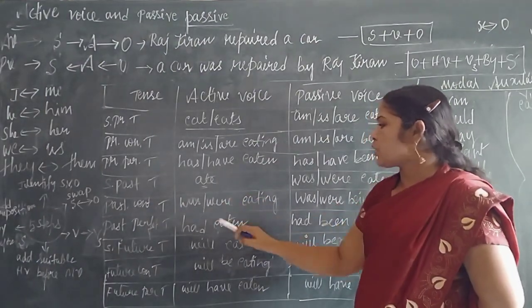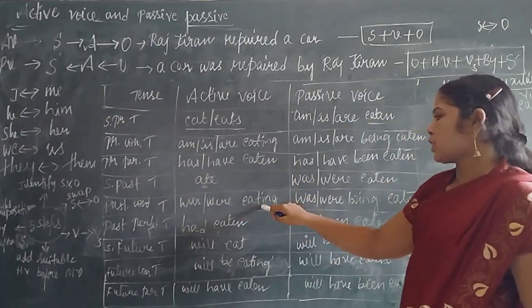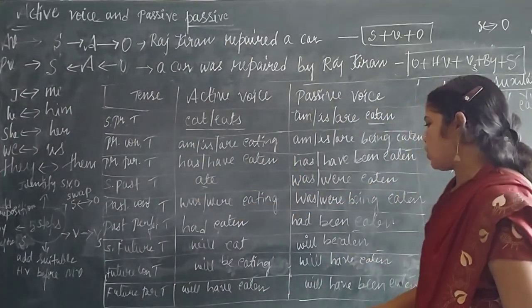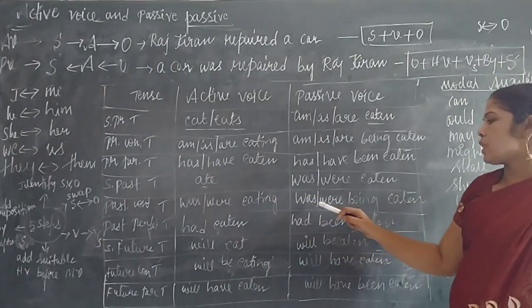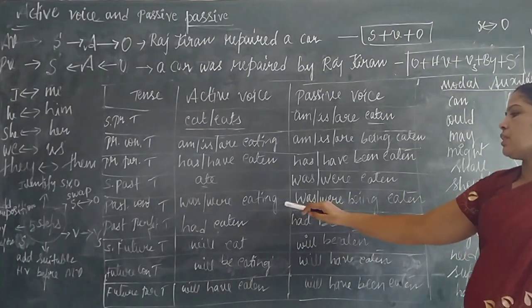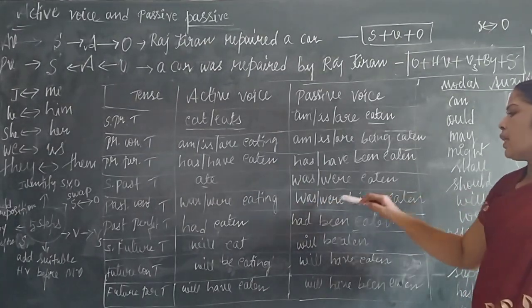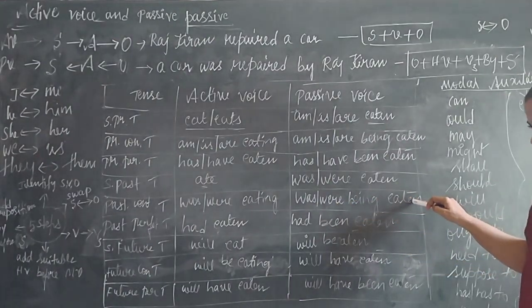So this will be the general structure of an active voice. If the given sentence is in active voice and simple past continuous tense, it changes to "was" and "were" followed by "being" plus "eaten." Here, if it is singular, we add "was being." If it is plural, we add "were being" followed by "eaten."